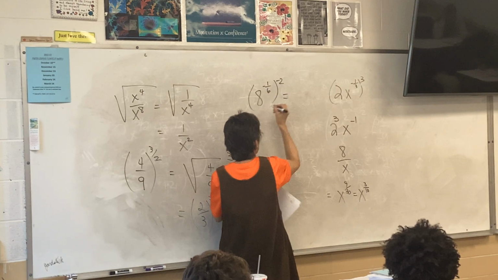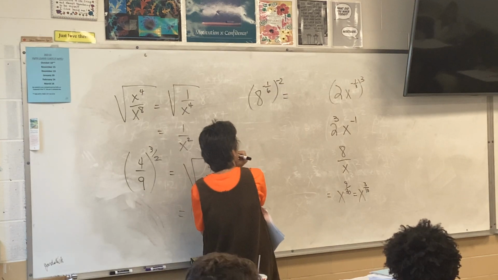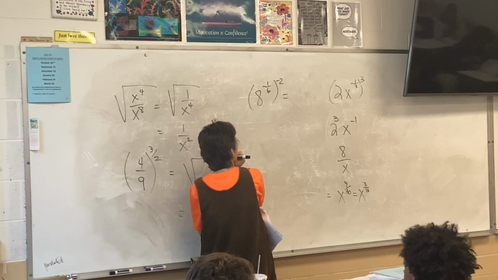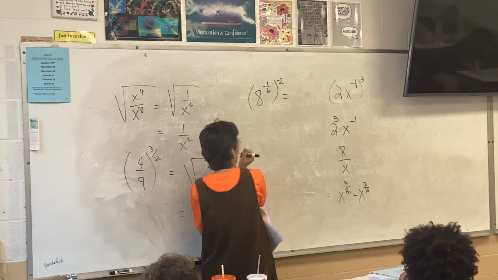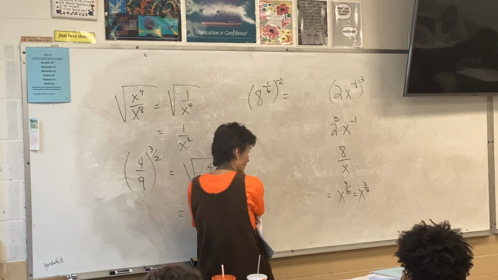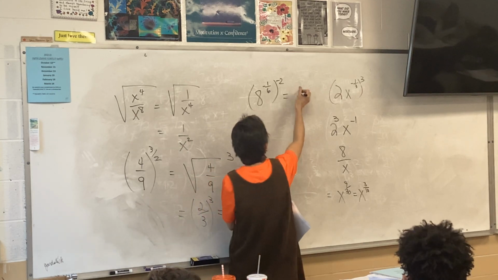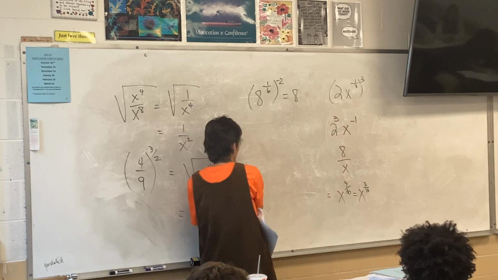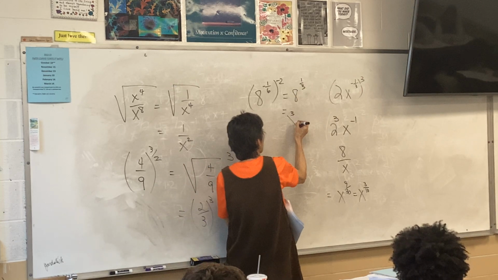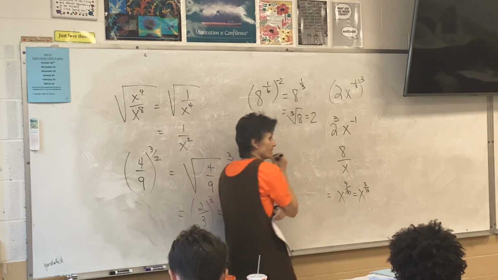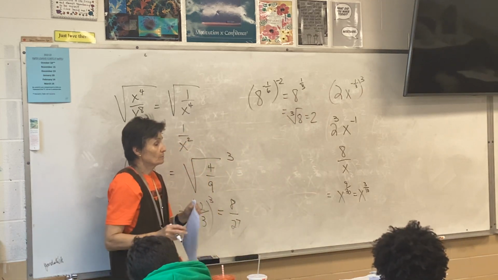How about this one? What's going to happen with this guy? What am I going to do with the exponent? Multiply. And what do I get when I'm multiplying? 1/3. And 8 to the 1/3 means the cube root of 8, so the answer is 2.